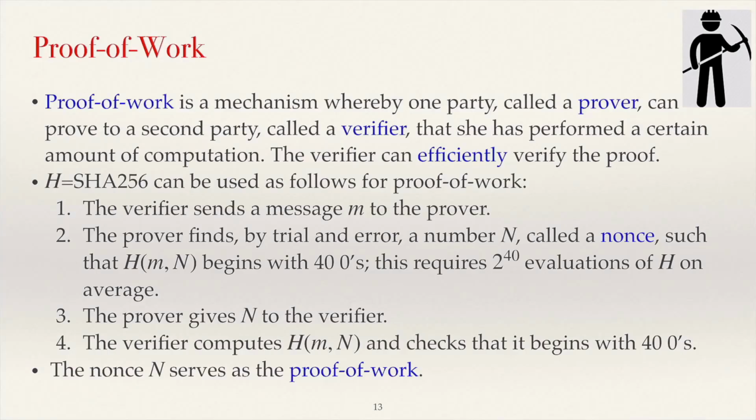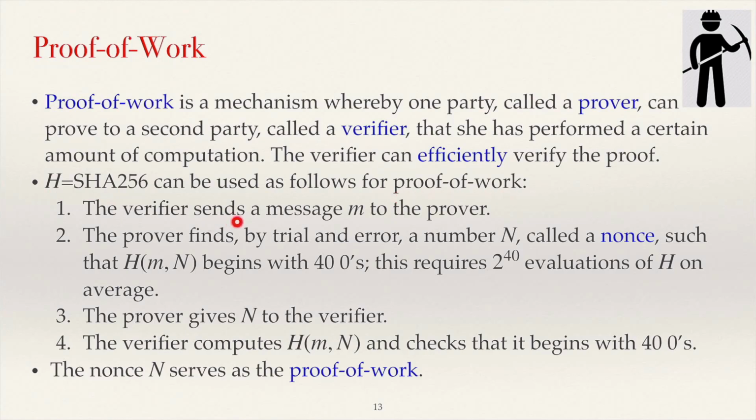Bitcoin uses the notion of proof of work. As the name suggests, proof of work is a mechanism whereby one party, called a prover, can prove to a second party, called a verifier, that she has performed a certain amount of computation. The verifier can efficiently verify the proof without having to do all the computation that the prover did. SHA-256 can be used as follows for proof of work.